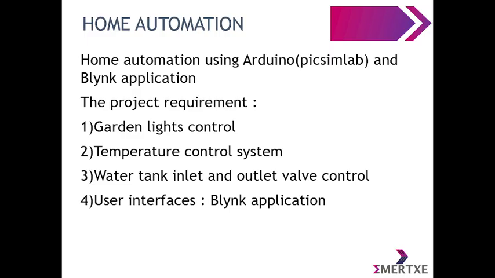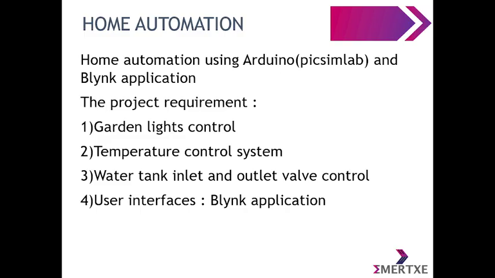For garden lights control, we have used an LDR. An LDR is a light dependent resistor that changes its resistance based on the amount of light falling on it. And in the temperature control system, a heater and cooler are mentioned, in which if the temperature exceeds 35 degrees, the heater should automatically turn off, and we also have to control it with widgets in a mobile.